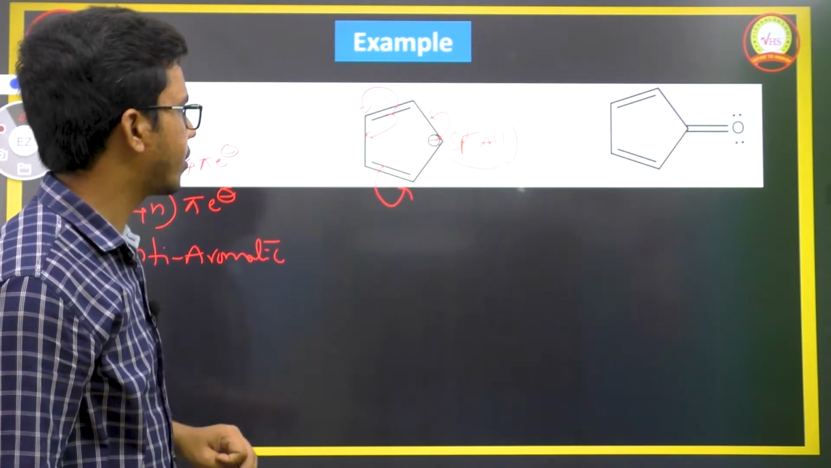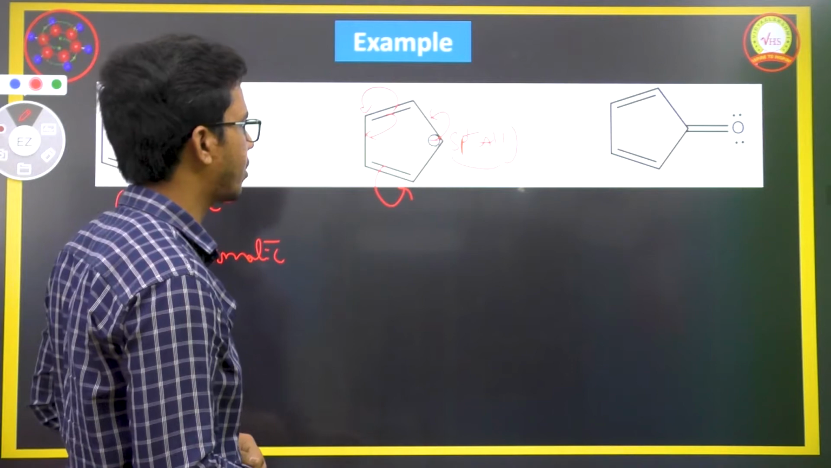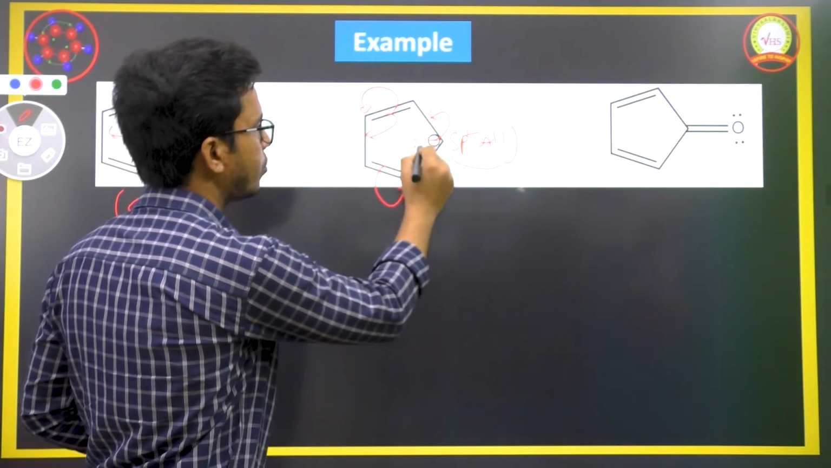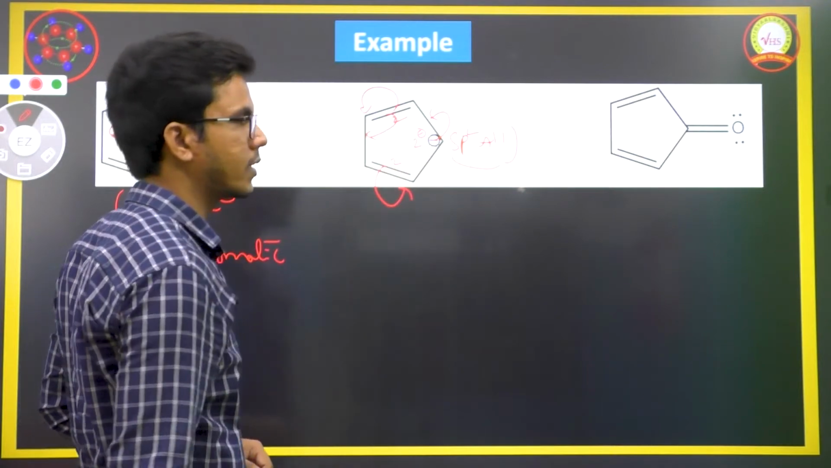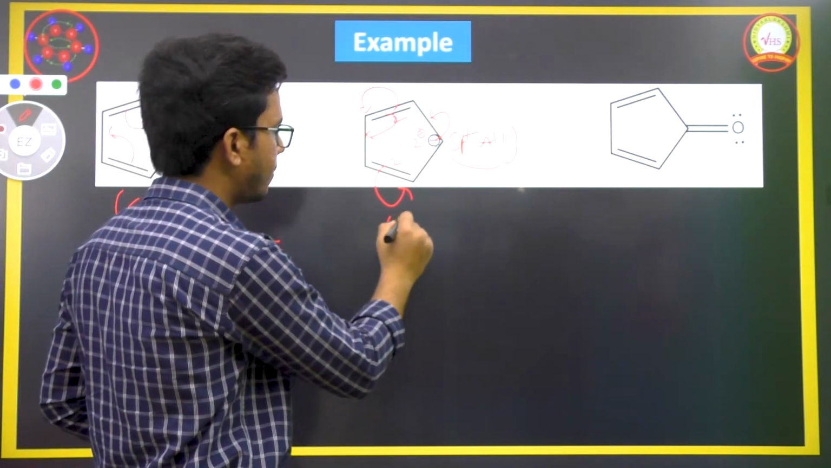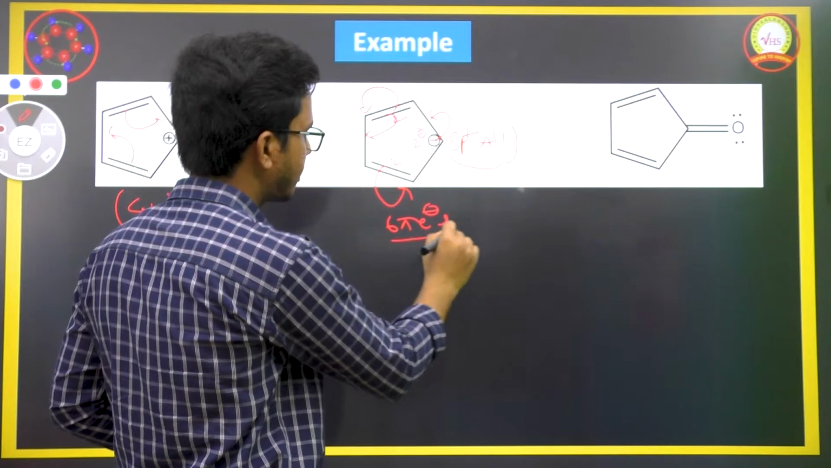Okay, it is satisfying certain rules, right? But the number of pi electrons, how many pi electrons are there? Here we have 2 electrons, here 2 electrons, here 2 electrons. Altogether 6 pi electrons are there.